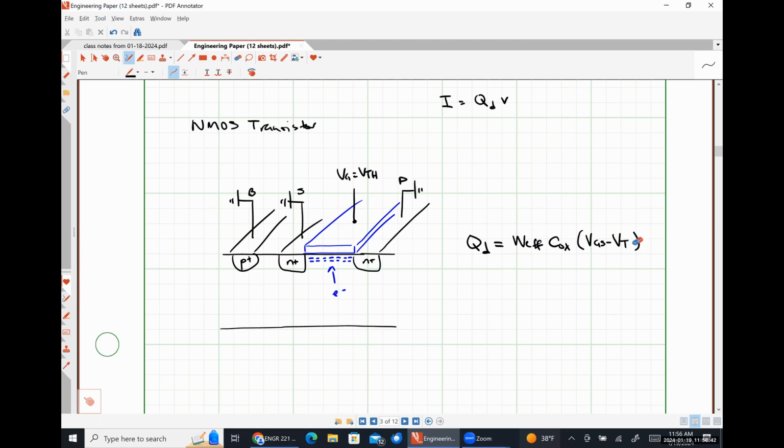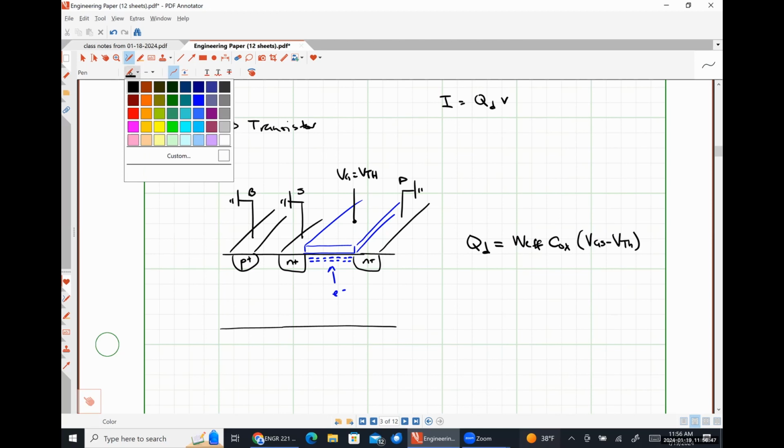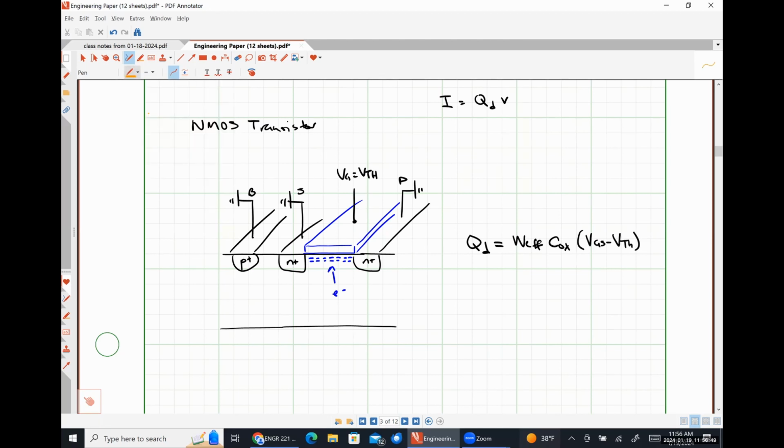Let me put this as a lowercase h, and then let me define what our width is.